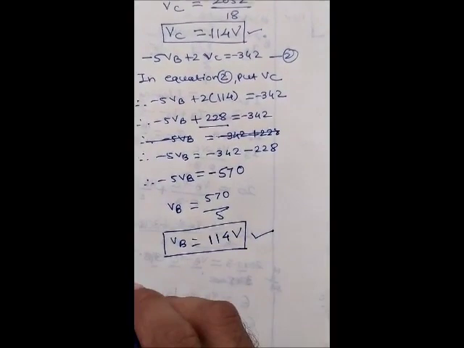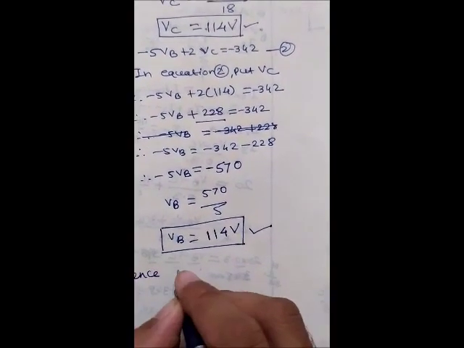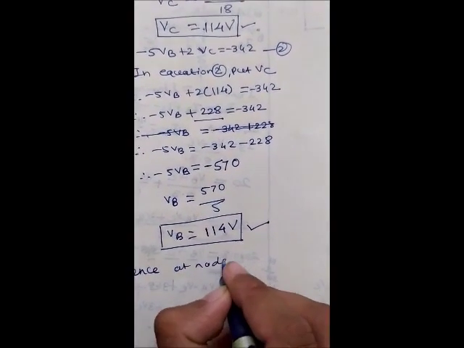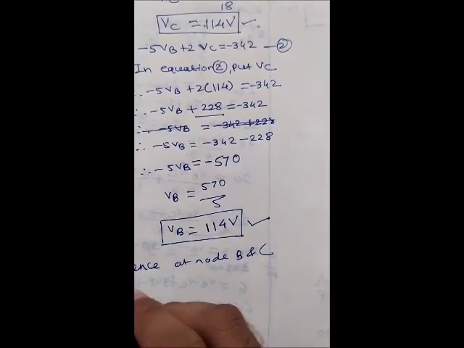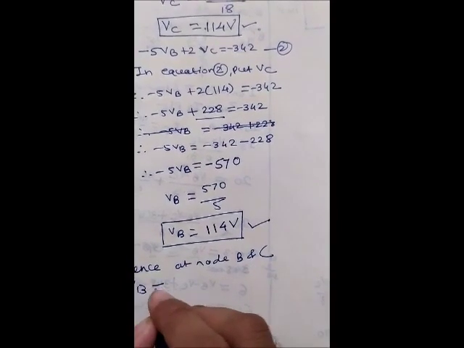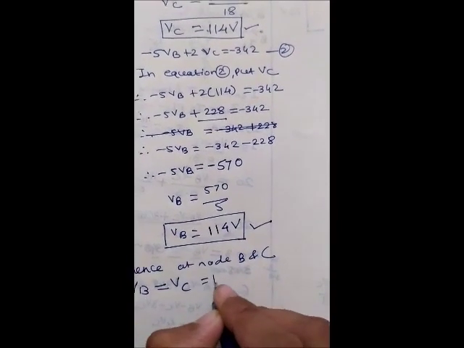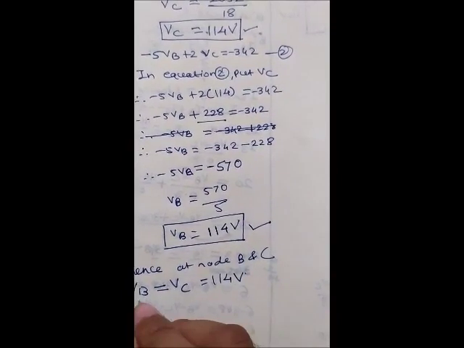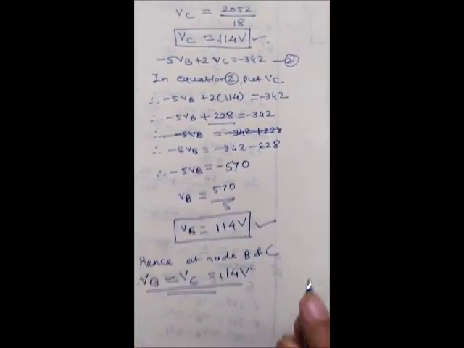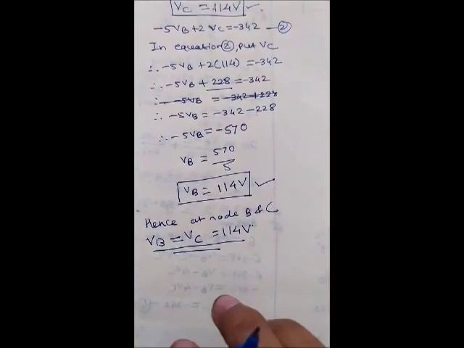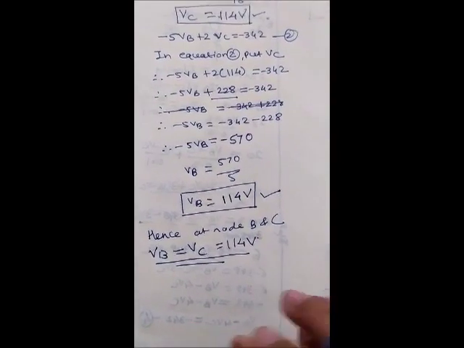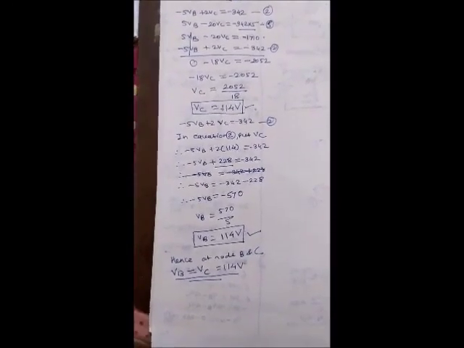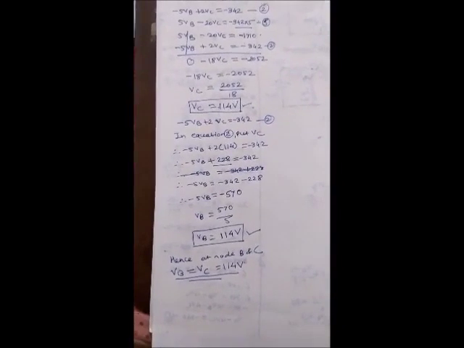Hence at nodes B and C, VB is equal to VC is equal to 114 volt. This will be the answer of this numerical. So this was the step of the numerical to be solved. We will now take the next numerical.